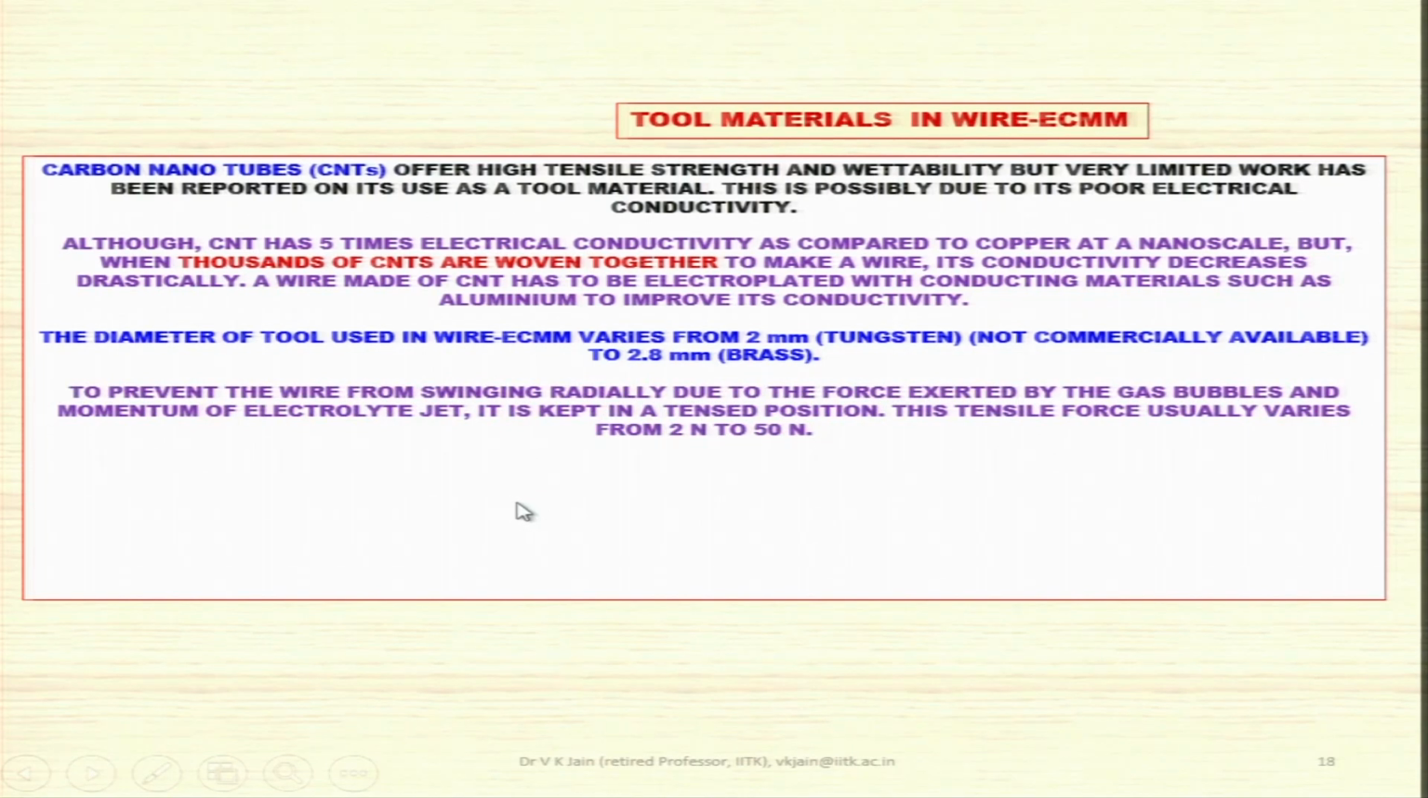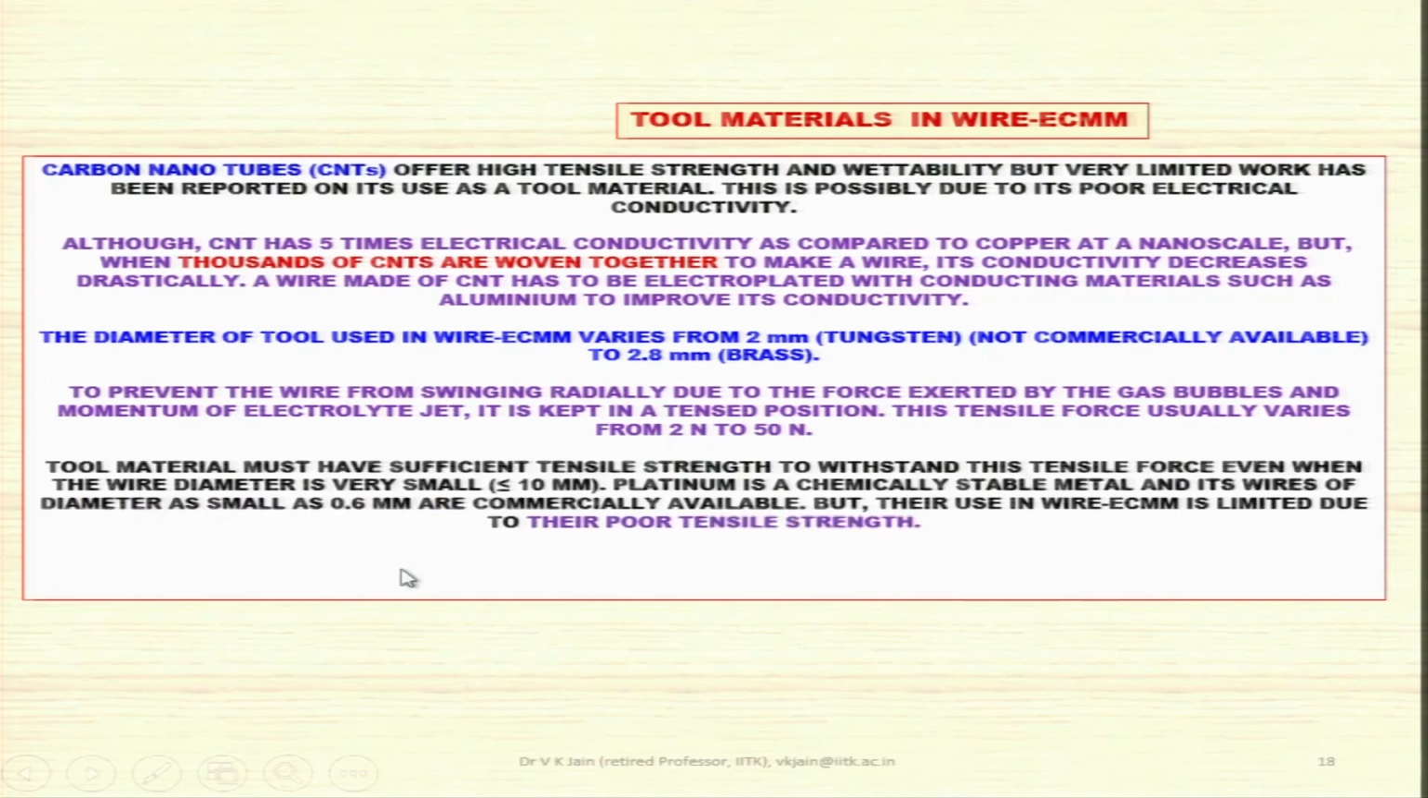To prevent the wire from swinging radially due to the force exerted by the gas bubbles, because gas bubbles are evolved during electrochemical micromachining, and the momentum of the electrolyte jet, it is kept in a tensed position. I have already mentioned that the wire should be properly tensed, otherwise it will have a lot of repercussions, especially it may lead to short circuiting and breakdown of the wire itself. This tensile force usually varies from 2 Newton to 50 Newton. The tool material must have sufficient tensile strength to withstand this tensile force even when the wire diameter is very small.